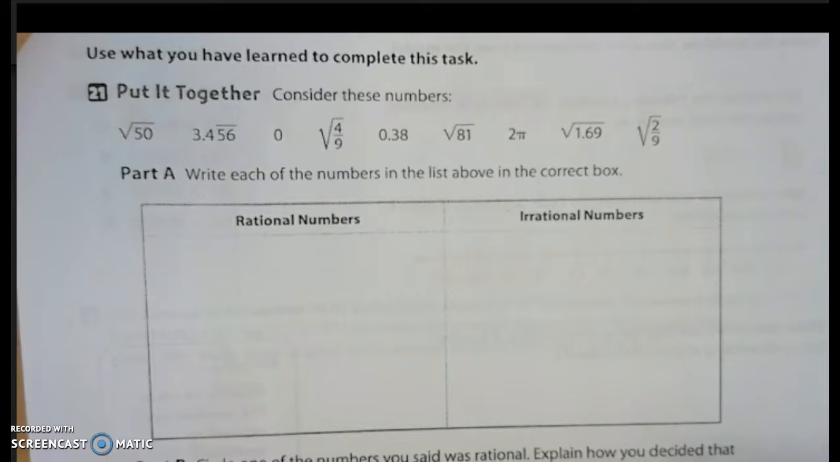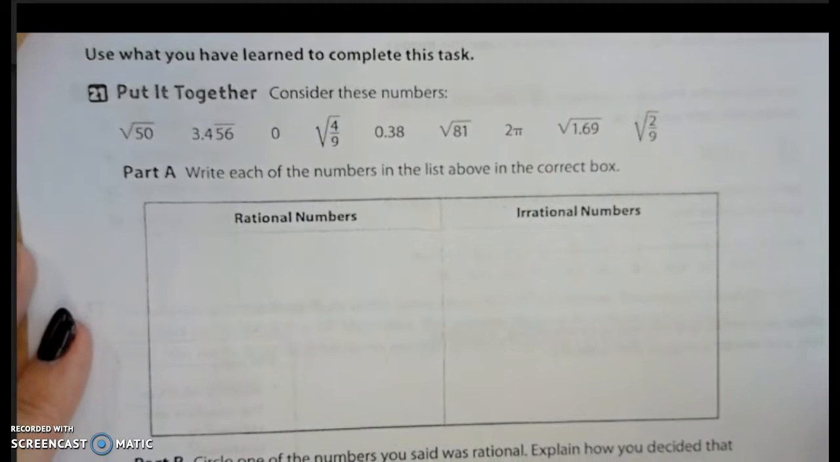Now, rational numbers are basically everything else. It's all of your whole numbers, numbers that don't have a decimal. 0 is a rational number. All of your negative whole numbers. It is also any number that can be written as a fraction, which all of your whole numbers can. Any decimal that repeats, and any decimal that terminates. Lots of different numbers become rational numbers.